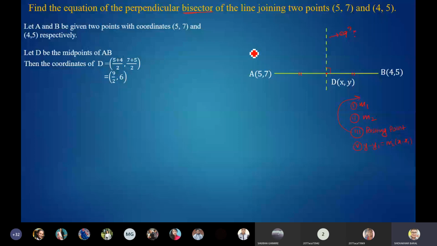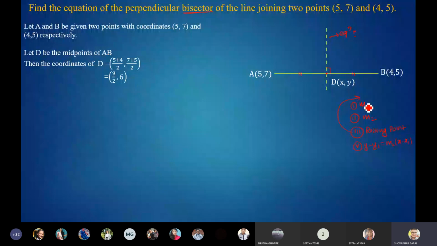Okay, let's see. This is the midpoint. We found the passing point. One step is already done. So again, we need to find the slope of AB. You can write this rough outline on one side of your copy so that it will be easier for you while solving it. You may not get lost while solving the question, what to do and what not to do. It will guide you while solving it.